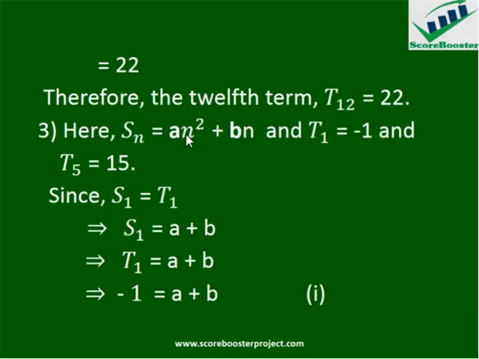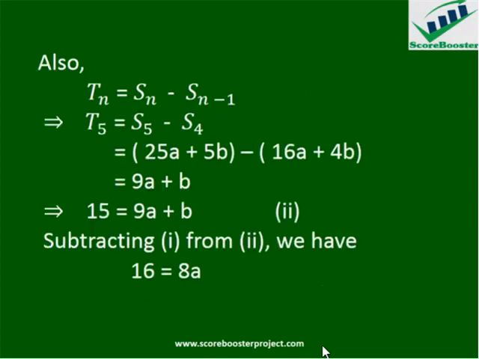Assuming our n is 5 here, we have a times 5 squared plus 5b, and 5 squared is 25. That is why we have 25a plus 5b. So minus S4 will now be 4 squared multiplied by a plus 4 multiplied by b, and 4 squared is 16, so 16a plus 4b. Now we open the bracket: we have 25a minus 16a to give 9a, and 5b minus 4b will give 1b, which is also b. So now we have T5 equal to 9a plus b. That is the value of T5 when we use the general formula of its series. And from the question, the value of T5 is already given as 15. Therefore, 15 equals 9a plus b, and that gives the second equation.